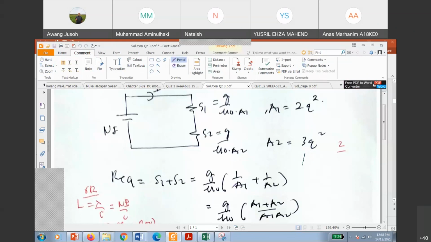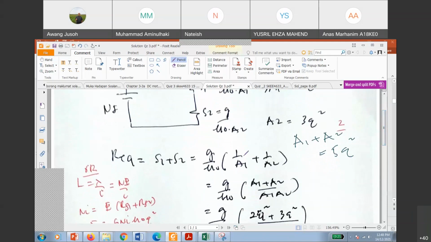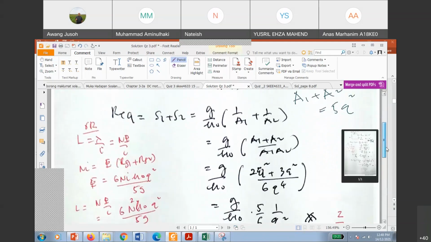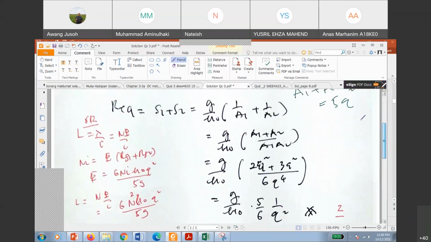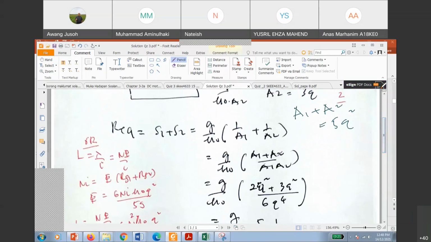Otherwise you lose marks, you might fail your first test. They made A1 plus A2 equal to 5Q squared directly, which is not correct. You must do it one by one like this. This is the correct answer. If you put it like that only, you get the wrong answer. G over mu naught A, you make it like that.